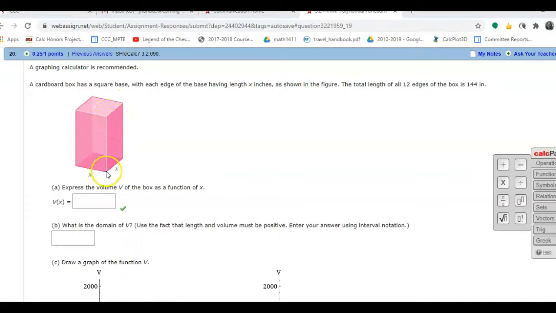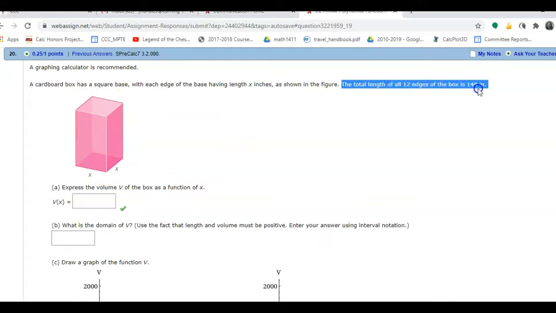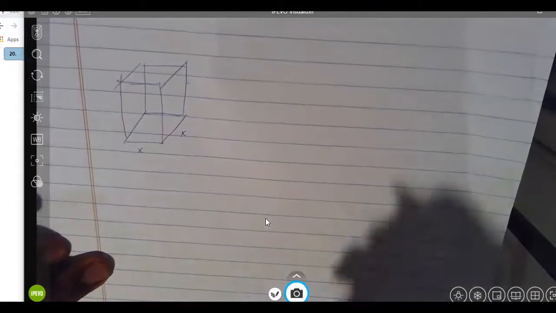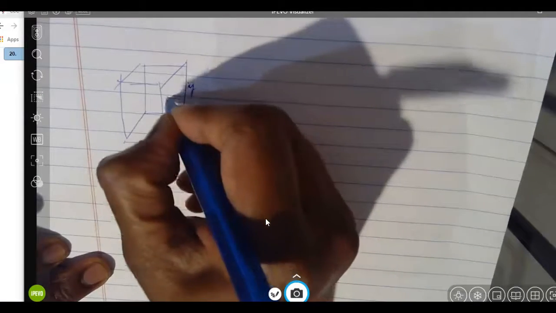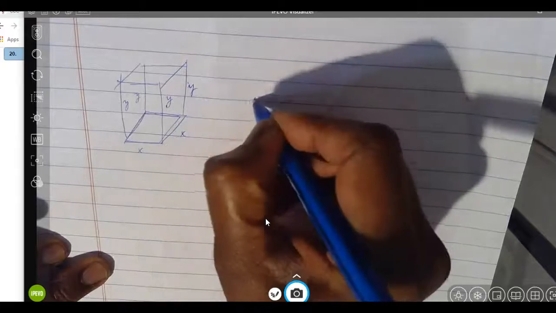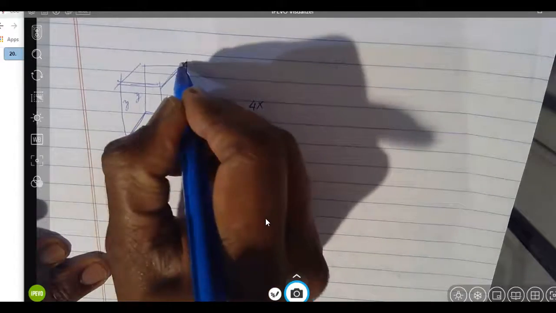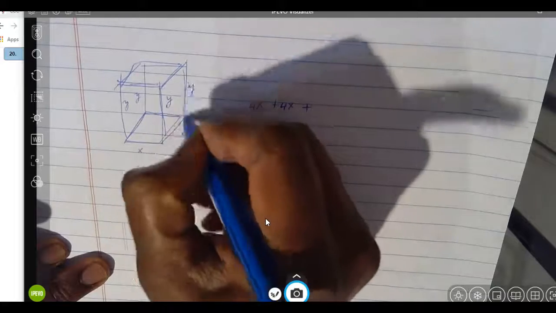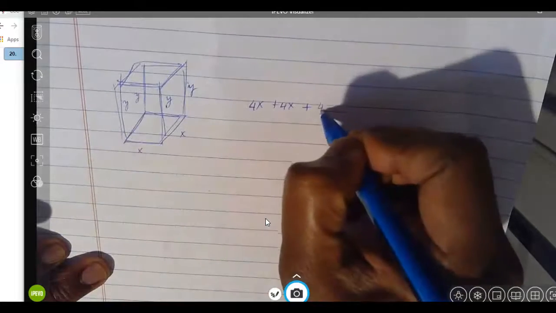The height, we're going to call it y, and it's saying here that the total length of all the 12 edges is 144 inches. I'm going to switch over to my paper here and have a little picture of this box. I'm going to call this y. So all these are y. If you add up all these edges, you get 4x, and then you have another 4x from the top, and then you have 4 of these y's, so 4y.